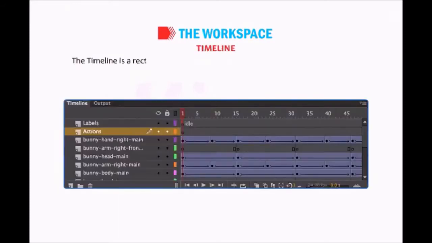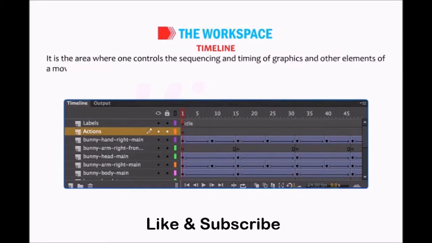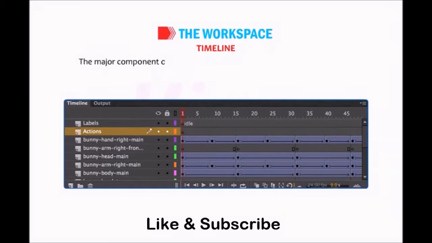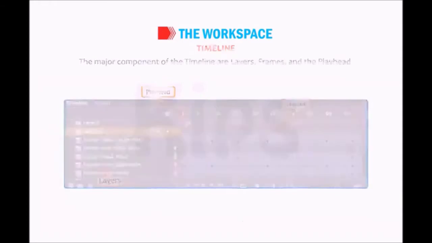Timeline. The timeline is a rectangular window that is present at the bottom of the stage. It is the area where one controls the sequencing and timing of graphics and other elements of a movie. The major components of the timeline are layers, frames, and the playhead.